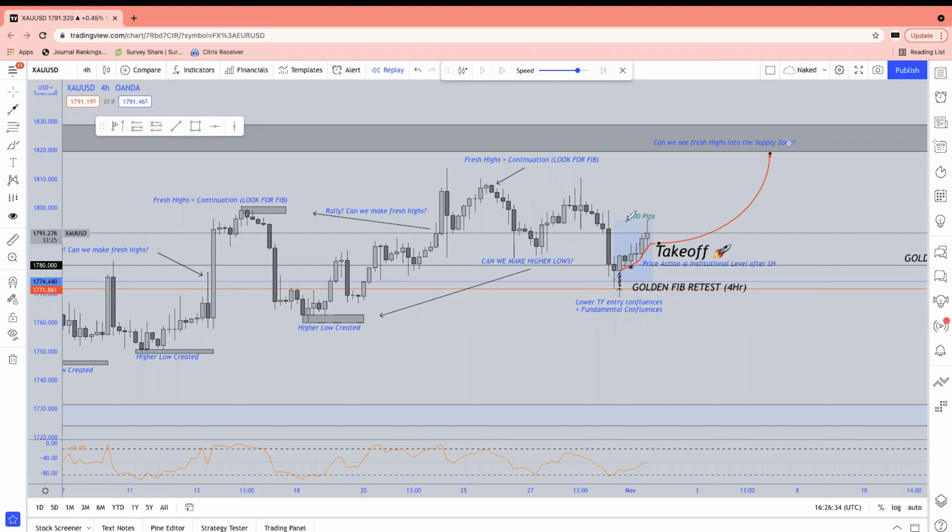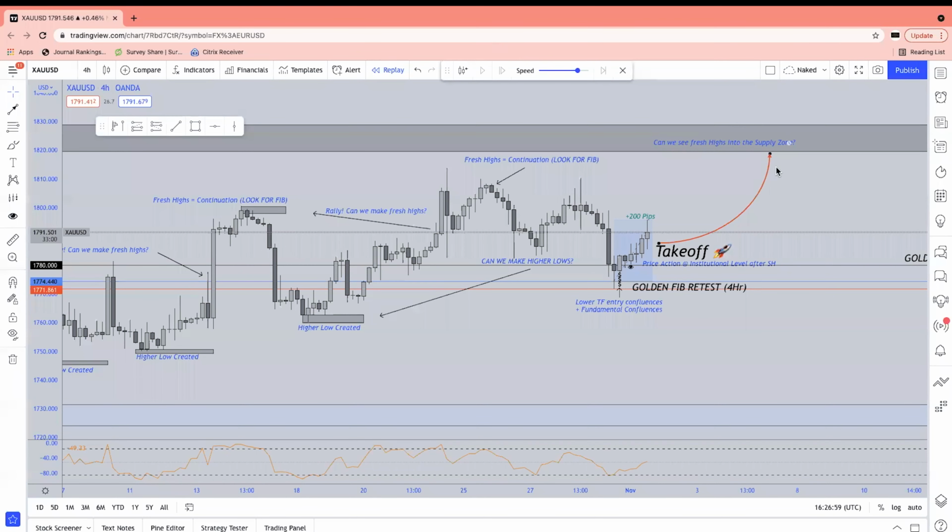Boom, they take off. Now, I've already taken partials on this since we hit 200 pips from my entry point, which again was right down here. Stop loss was right here under the red line. But guys, they haven't even tried out my stop loss. They've just rallied. So again, we got that takeoff. I'm waiting to see, can we get into this supply zone here? Can we get fresh highs? Can we take out these highs? Because that's what the market's been doing recently.